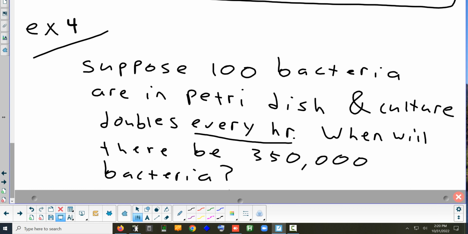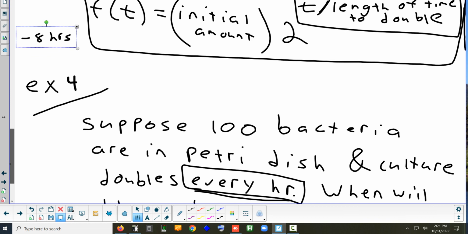All right, so let's try this. Suppose we have 100 bacteria in a petri dish. What's the 100? That's like my initial amount. And this one is doubling every 1 hour. So in this case, it is true. If 5 hours have gone by, it's doubled 5 times. 6 hours have gone by, it's doubled 6. But that's only because it's doubling every 1 unit. It's not like it's doubling every 8 units.